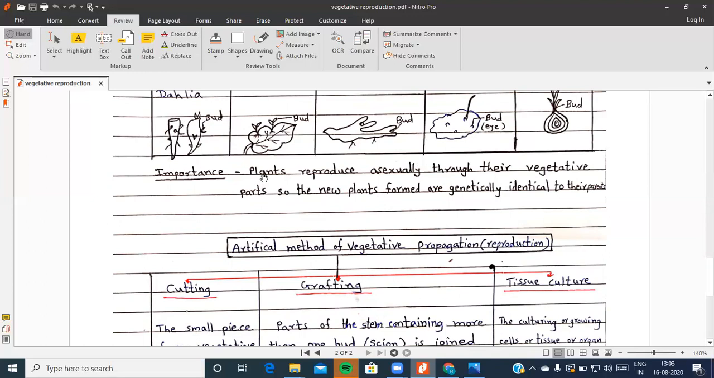The importance of natural vegetative propagation is that plants reproduce asexually through their vegetative parts. The new plants formed are genetically identical to their parents. The second part is the artificial method of vegetative propagation. The artificial method is classified into three types: cutting, grafting and tissue culture.